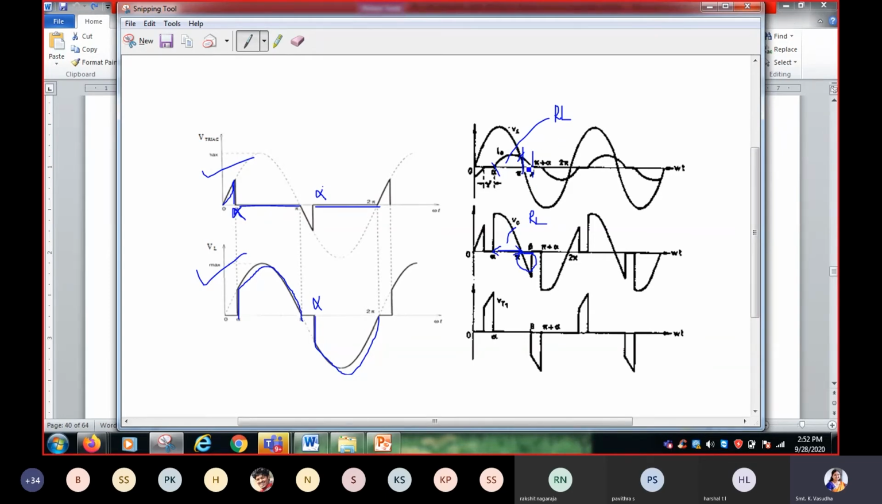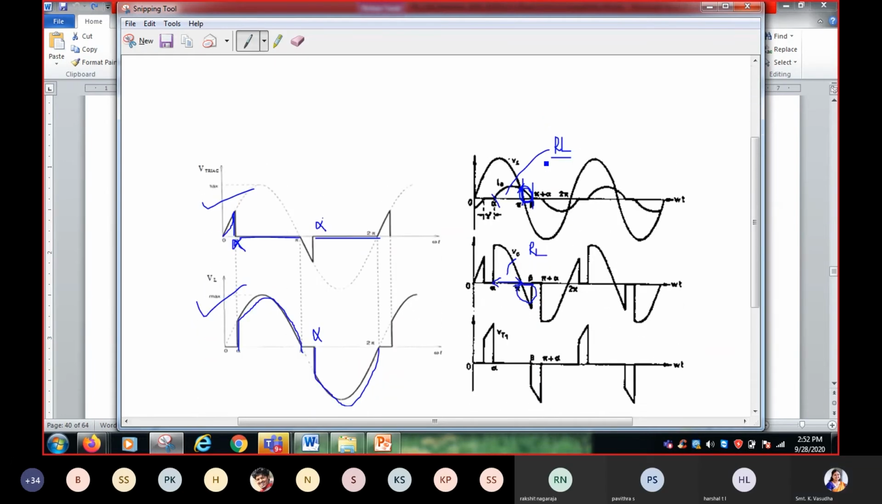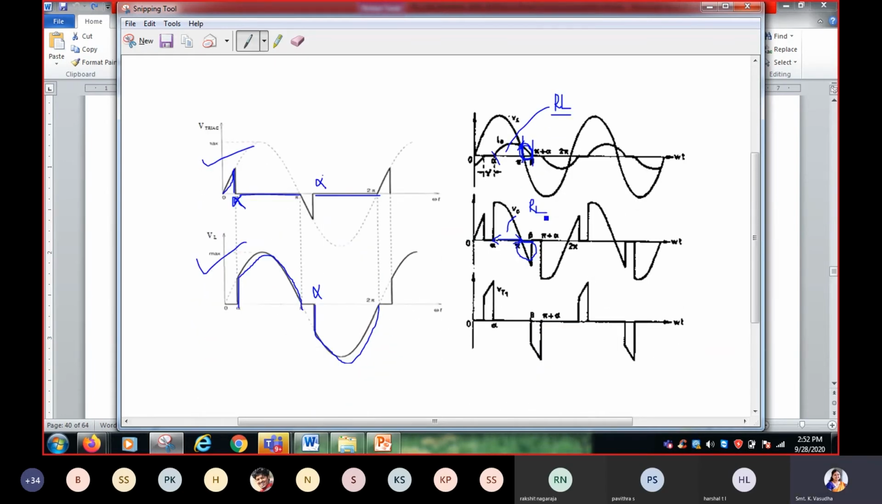From alpha to pi, current flows through the RL load. Once the supply voltage crosses 0, the current flowing through the inductor can't go to 0 suddenly, so the inductor starts to discharge its energy. During this process, the current starts to reduce and at some point it goes to 0. During this interval from pi to beta, the triac, we can look at the circuit.